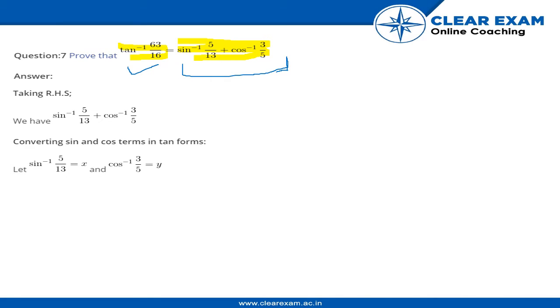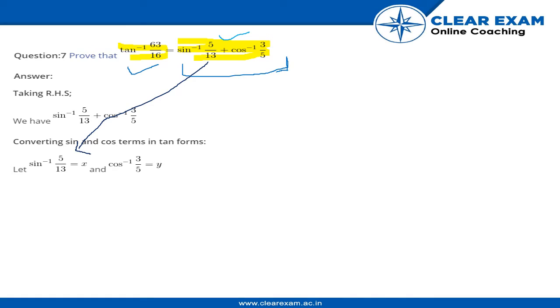The first idea that we get from here is that we have to convert both the sin inverse and cos inverse terms into tan inverse. Then we can apply our formula for tan inverse x plus tan inverse y. I hope you are getting the idea. So let's take the first term, sin inverse 5 by 13.